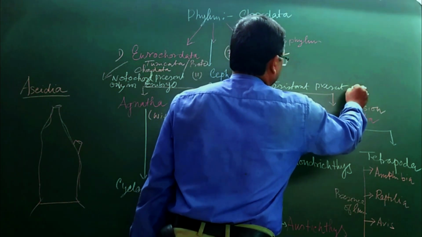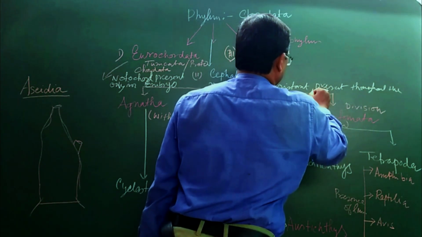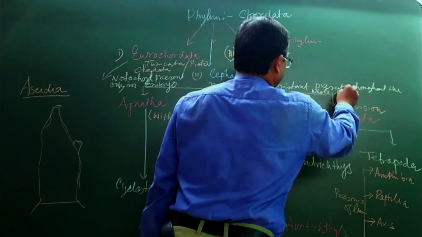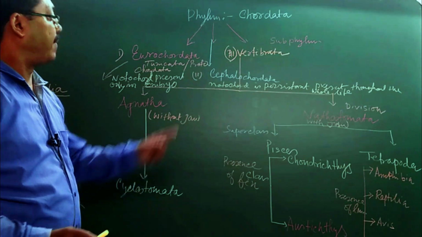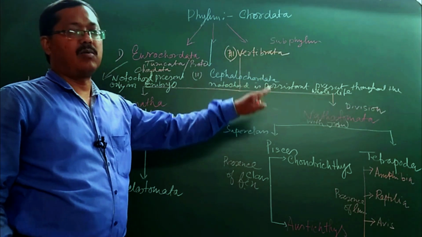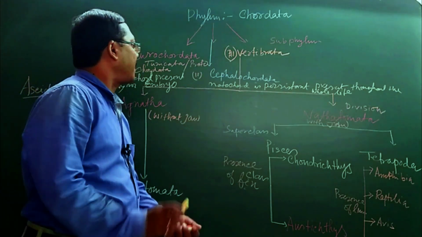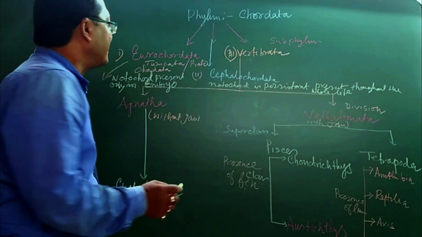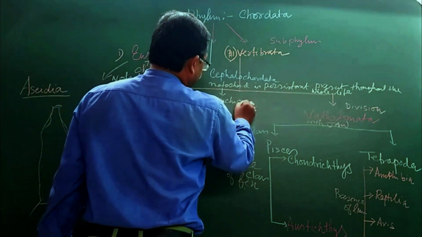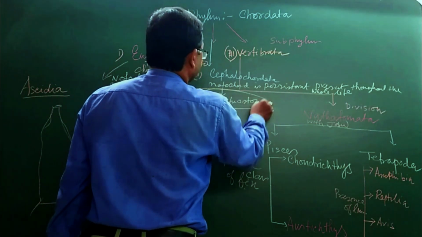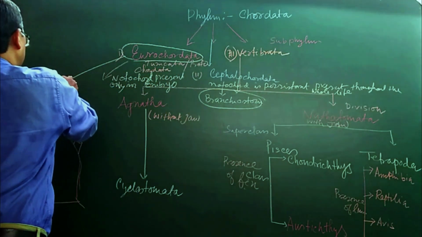These are the two main differences between Urochordata and Cephalochordata. But this notochord is not converted into a vertebral column. An example of Cephalochordata is branchiostoma. And examples of Urochordata are ascidia and doliolum.